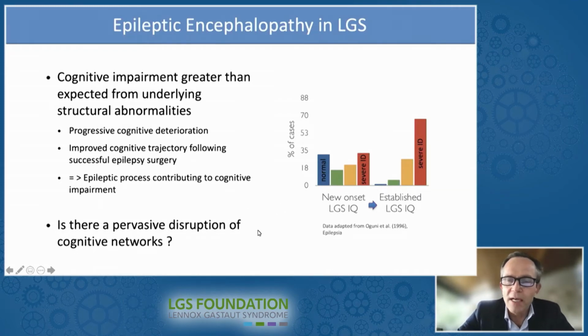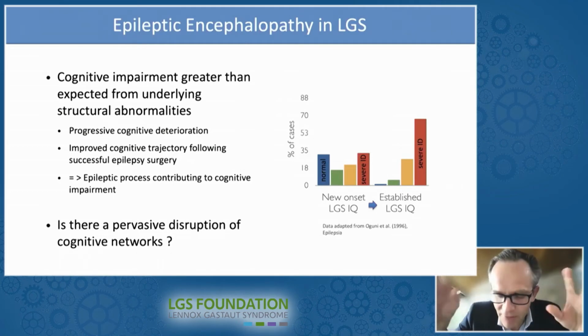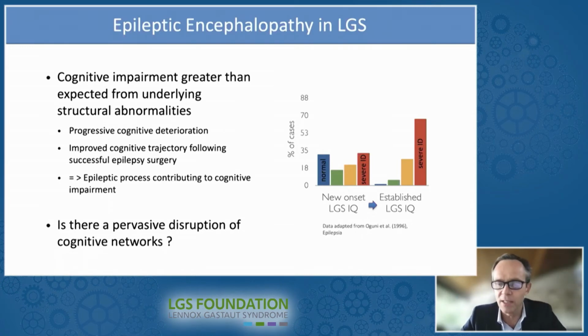So we wanted to ask the question, sure, when there's epileptic activity, it involves these cognitive networks, but what about when the epileptic activity is not there? Is there a pervasive disruption of these cognitive networks?